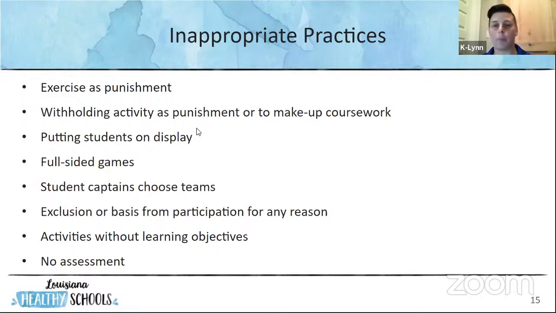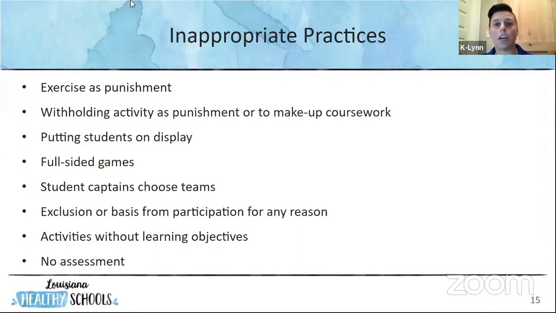Exclusion on the basis of participation. We've talked about that. There's no reason to be pulling students out from recess or physical education. Doing activities just to do activities without learning objectives, that's a big no-no. Again, we want to teach the standards, specifically in physical activity or physical education. We're all about advocacy. We know that we have some old school teachers not doing what they need to do, but we know that that's not the right way to do it. So we need to be teaching to the GLEs to make sure that we're making well-rounded students.